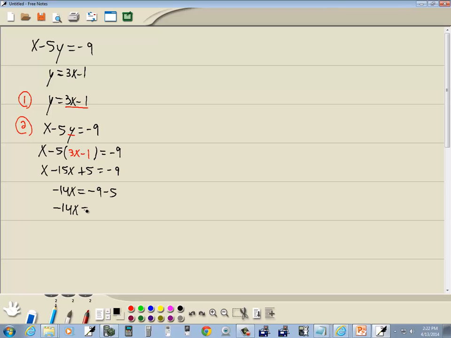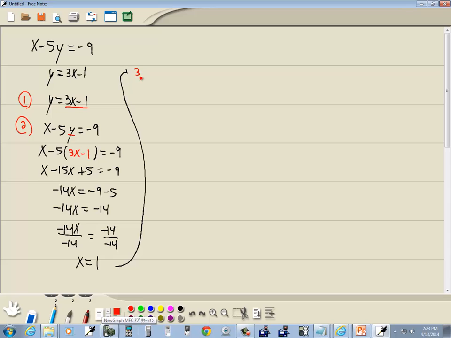So that gives us negative 14x is equal to negative 9, negative 5 is negative 14. Divide both sides by negative 14. And we get x is equal to 1.